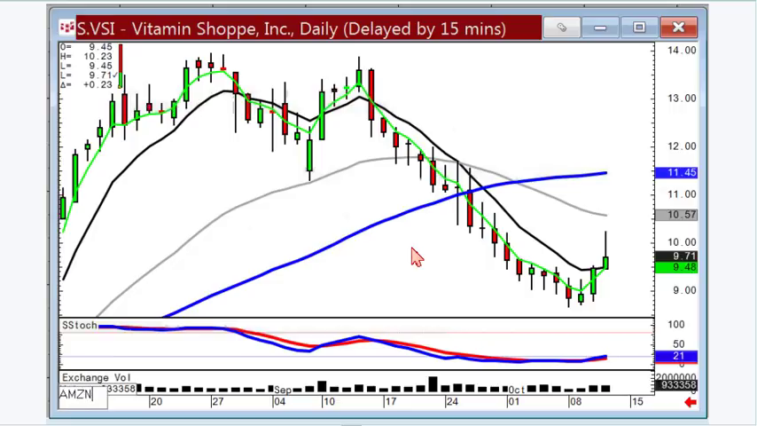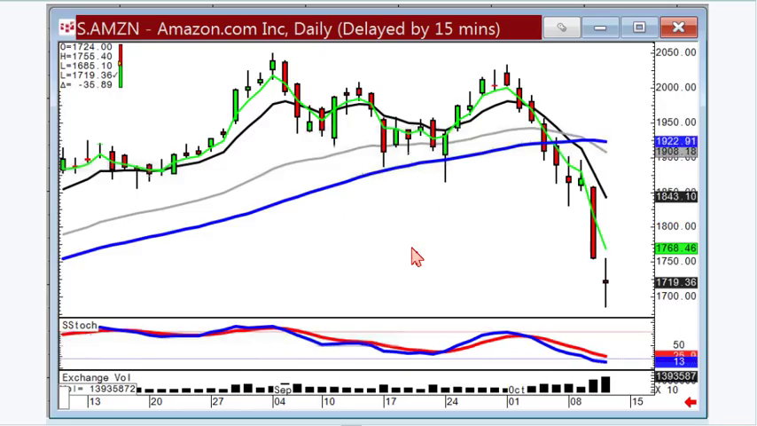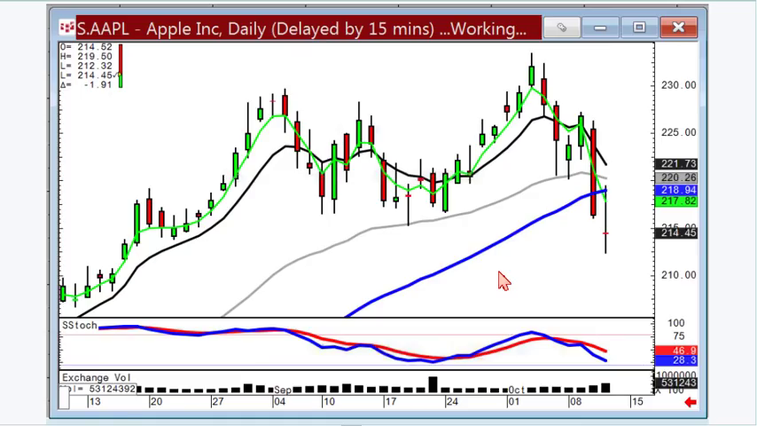Oh, I didn't do the biggies. I meant to do the biggies. Amazon, as you can see, is in the oversold area, did a doji, and look how far away it is from the T-line. So once it closed below the T-line, it was a short until you see a buy signal. Apple, same scenario. It did a doji, but it's not in the oversold area yet, so there might still be some more downside.